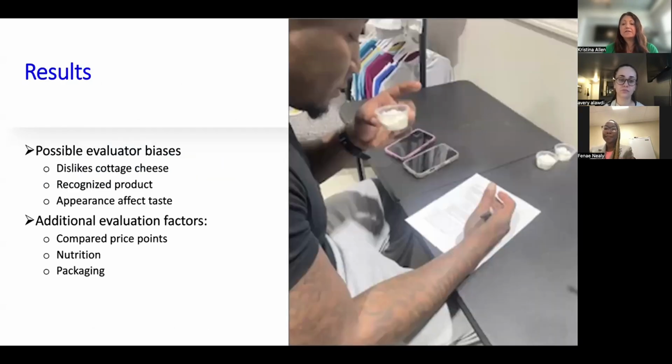There could have been some evaluator biases, right? So some of our evaluators just like cottage cheese. Before they even started this, they were willing to participate, but they had a negative view of cottage cheese. So that could definitely affect how they graded all of the characteristics. Some of our evaluators love cottage cheese, and they felt that they recognized some of these products and probably had a bias towards the ones that they're used to eating.